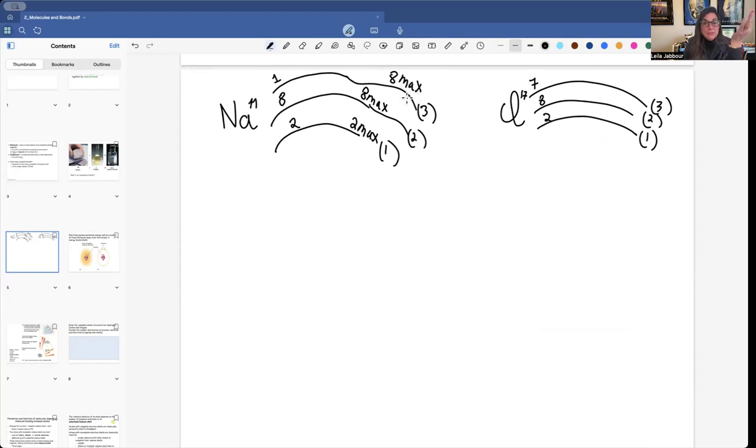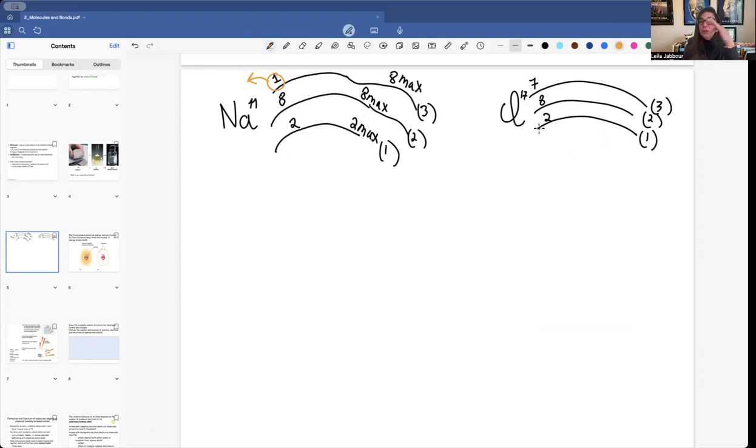It can do that, or it can also get rid of this electron over here. And if it gets rid of it, the previous shell becomes the valence shell, and it's already full, so it's perfect. And it's easier to get rid of 1 electron than to try to acquire 7 electrons to become stable.